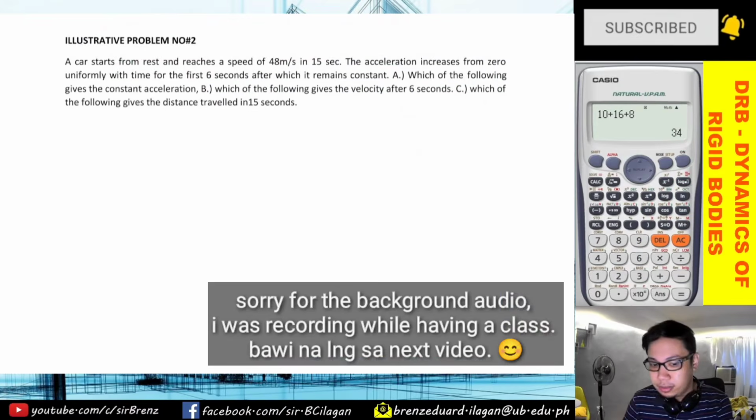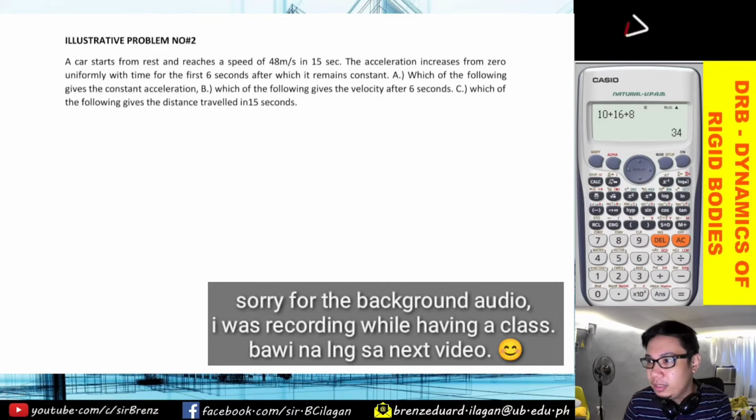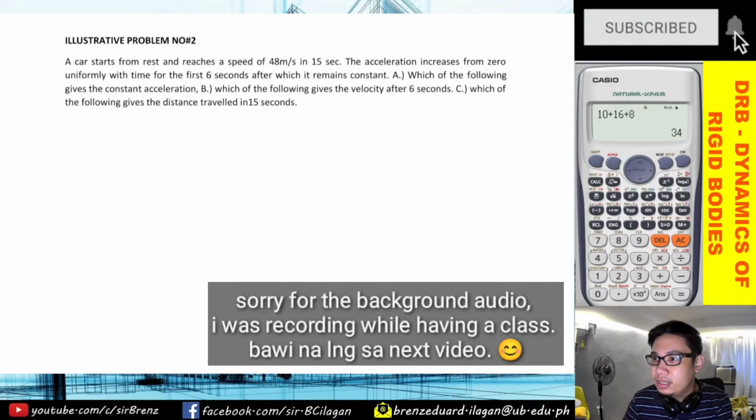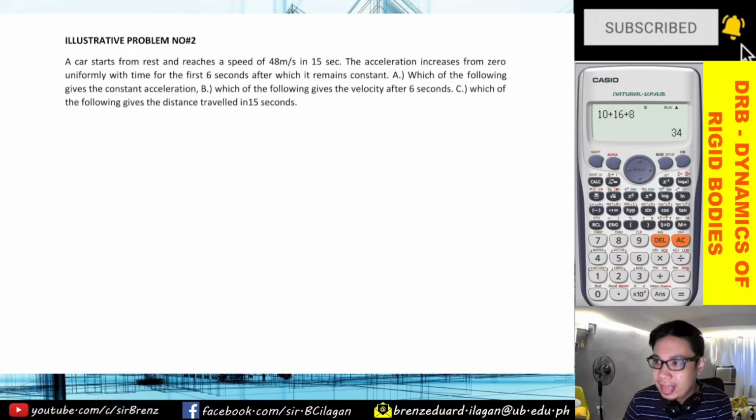Okay, so let's proceed muna dito sa problem number 2. A car starts from rest and reaches a speed of 48 meter per second in 15 seconds. So the acceleration increases from 0 uniformly with time for the first 6 seconds, after which it remains constant.